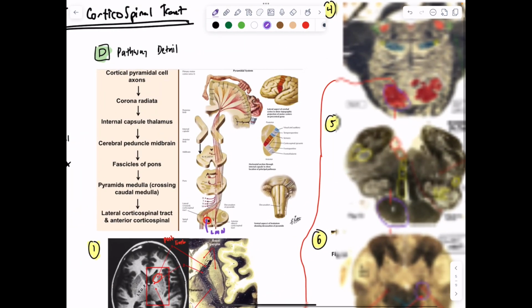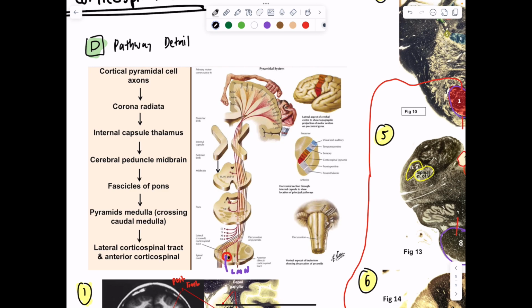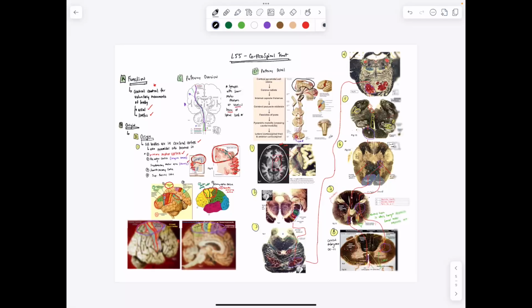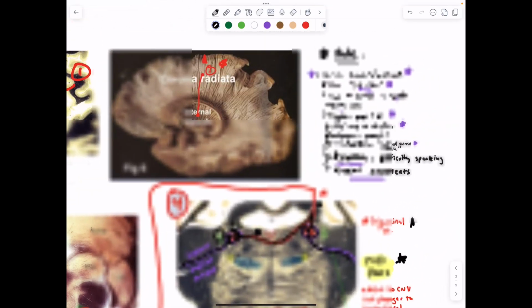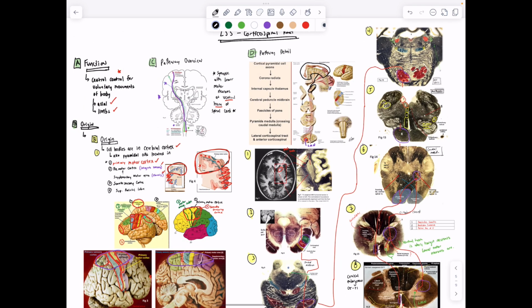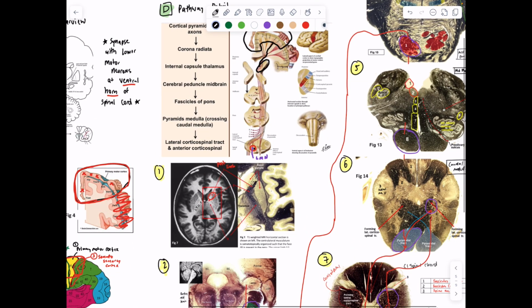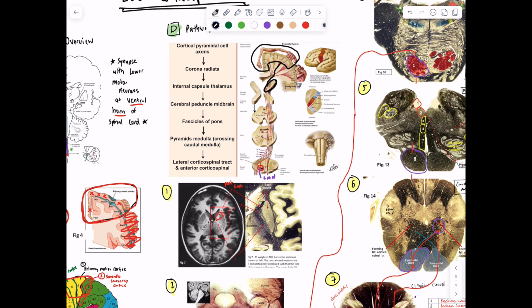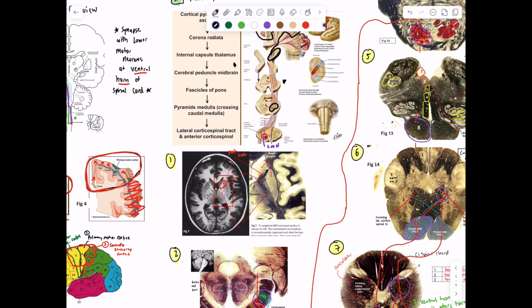Okay, all right, so then more detailed pathway. We're starting with our motor cortex, and we're going down through the corona radiata. Then we get to the posterior limb of the internal capsule, and we said that if we go back, the lateral lenticulostriate artery, LSA, is supplying the posterior limb of the internal capsule. Why do we care? Because it's the primary place where strokes occur. So then once we are through the posterior limb of the internal capsule, we're going to go through the cerebral peduncle of the midbrain, then the fascicles of the pons, and then once we get to the medulla, we're going to split into our lateral pathway and our anterior pathway, which again we're not going to really care about in this class.